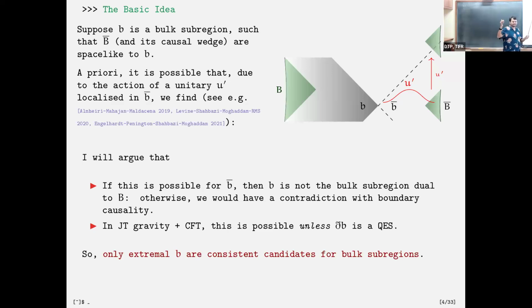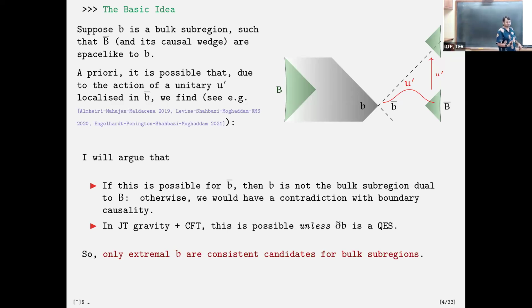Otherwise, without the consistency condition, there could be an infinite number of wedges written down that look like good candidates. But with this consistency condition, there's a finite set. Just to understand, this is possible unless B lies to the left of the QES, right? That's what you mean. That is, the QES is the boundary of the region where it's a possible little b. That's not exactly the thing, but there is a sense in which that is true.